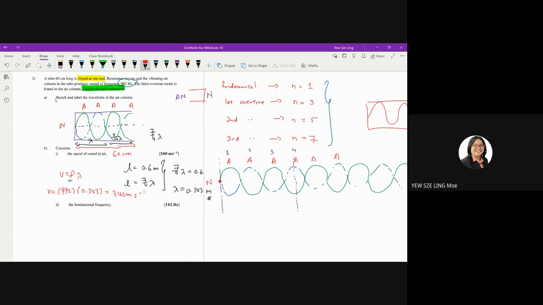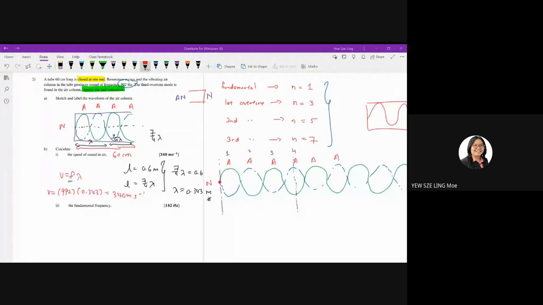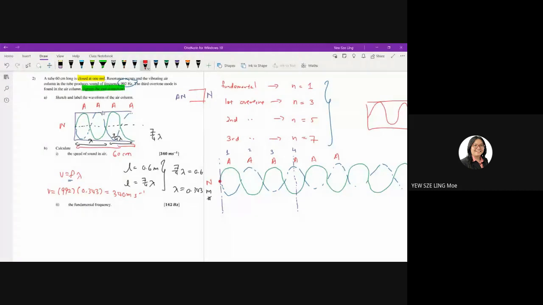Again, for this question, if you don't know how to sketch the diagram, you wouldn't be able to solve it, because you need the relationship between L and lambda from your diagram. That's why I keep telling you guys, the diagram is very, very important in chapter 10, in 10.4.